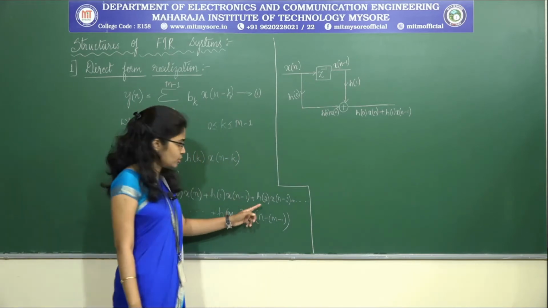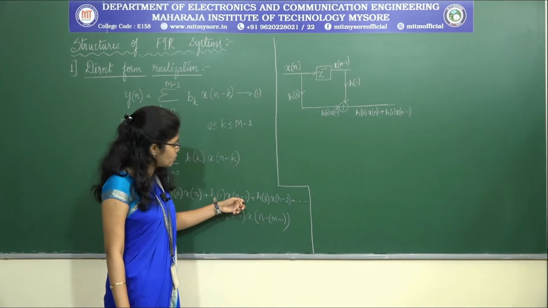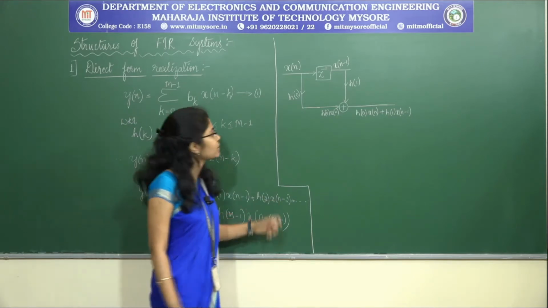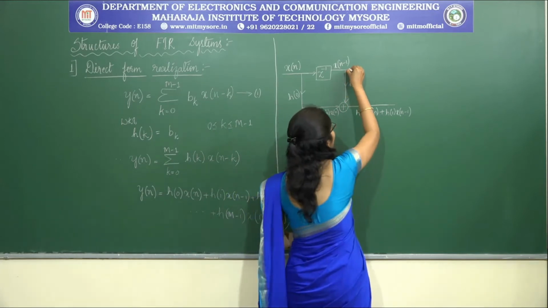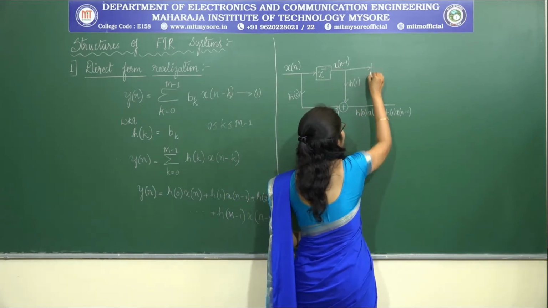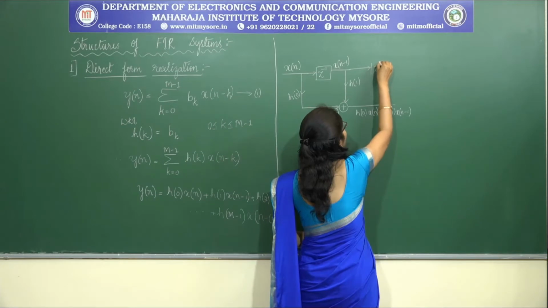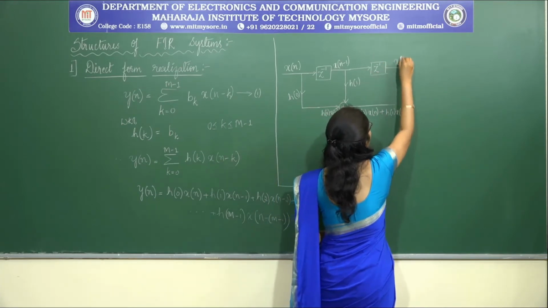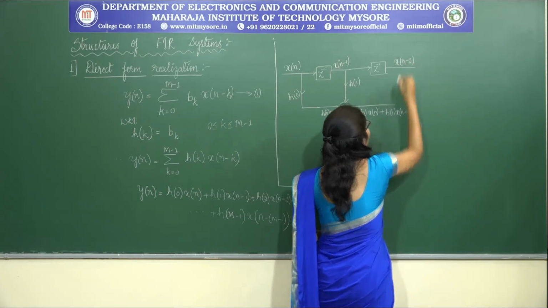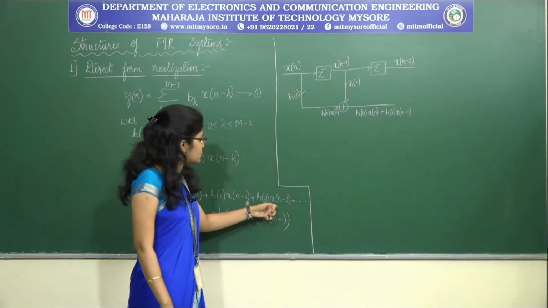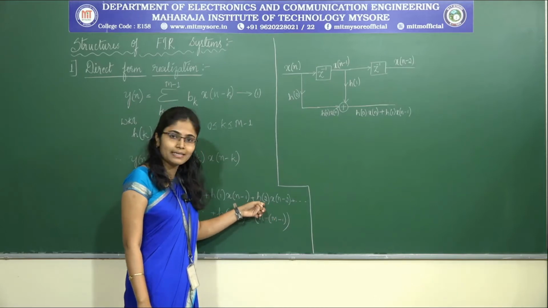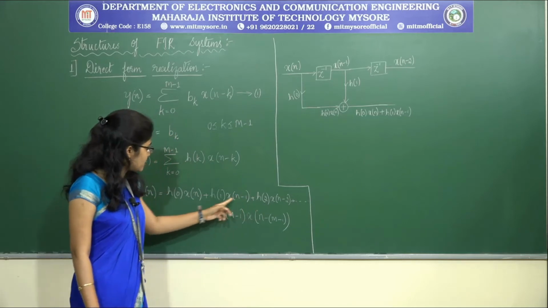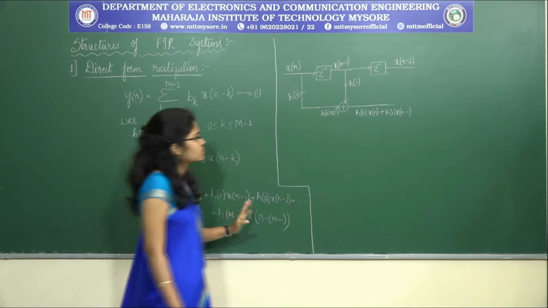Now moving on to the third parameter, x of n minus 1 is delayed again to get x of n minus 2. So we have x of n minus 1, delay it by 1 time unit, gives us x of n minus 2. Fine. X of n minus 2 should be multiplied with h of 2, and it should be given to an adder which is adding these two parameters. Yes.